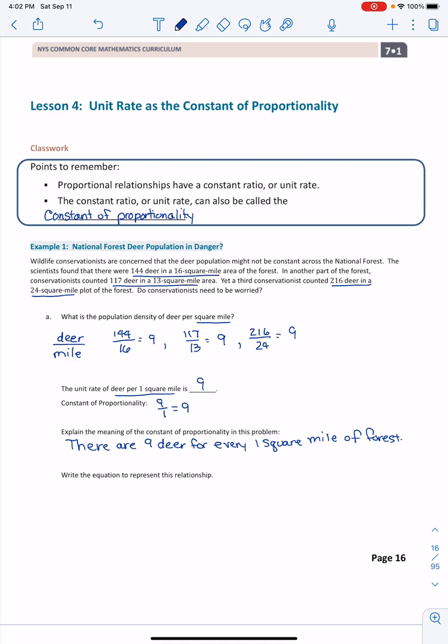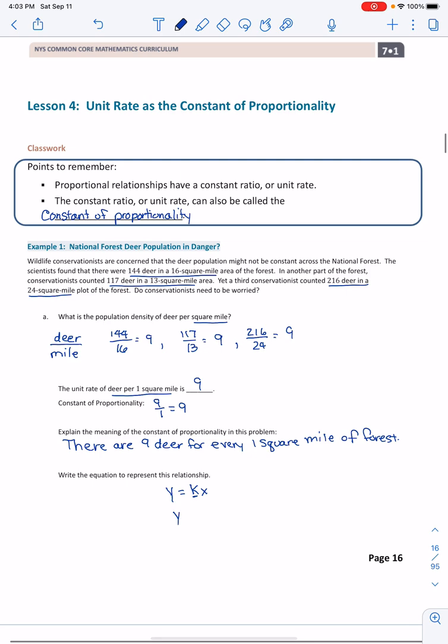Then it says write the equation to represent this relationship. Well, to do that, remember our general equation is y equals kx. All we have to do is replace k, because that is our constant of proportionality, with what our number is. Well, in this particular case, our constant of proportionality is 9. So I'm going to replace k with 9. So y equals 9x. That is our equation.